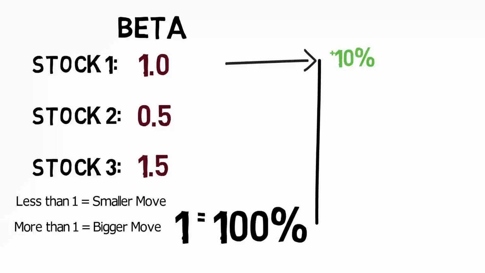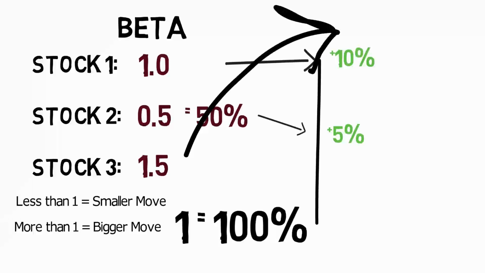So back to our example. Stock 2 has a beta of 0.5. This means that it should only move half of what the stock market did, or 50%, which in this case would be 5%. Stock 3 has a beta of 1.5, so stock 3 will move more than the market did. Stock 3 should be up 15%, or 50% more than the market.